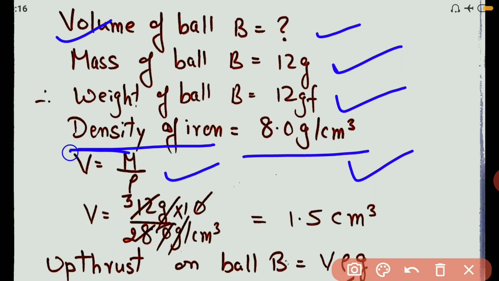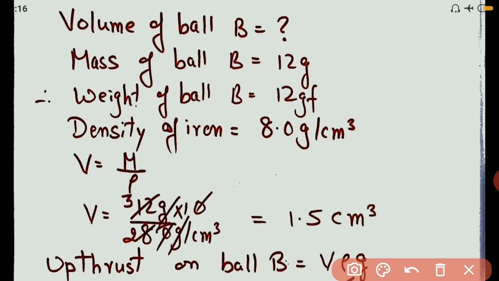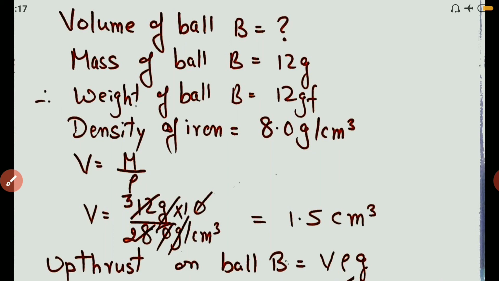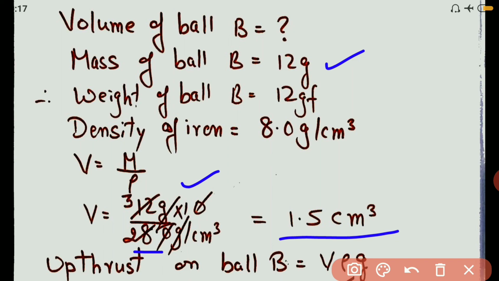Volume should be equal to mass upon density. This we have already studied in class 7, so I haven't mentioned it in the formula section. As you all know, density equals mass by volume, so volume is equal to mass upon density. Now replacing the values, m is 12 gram, so 12 gram upon 8 gram per centimeter cube, I shall get 1.5 centimeter cube.